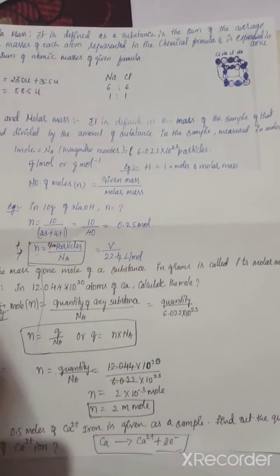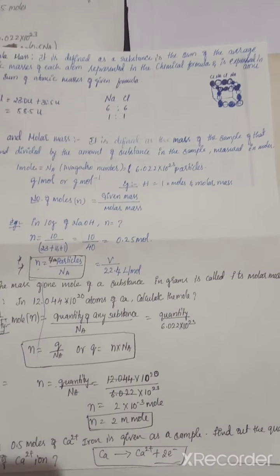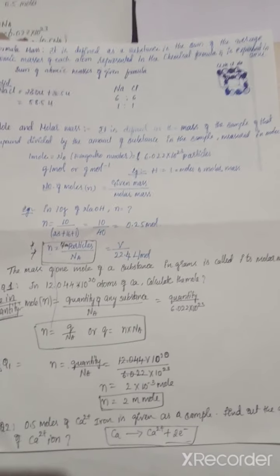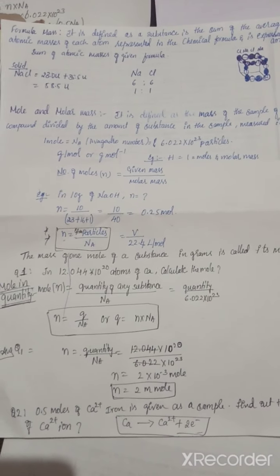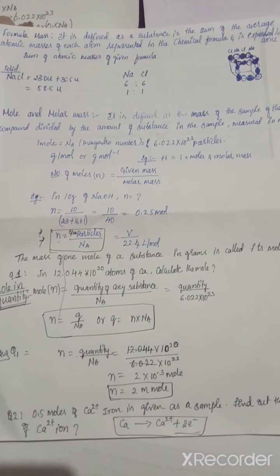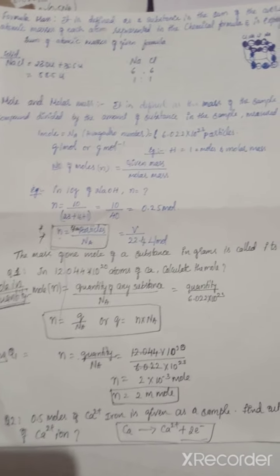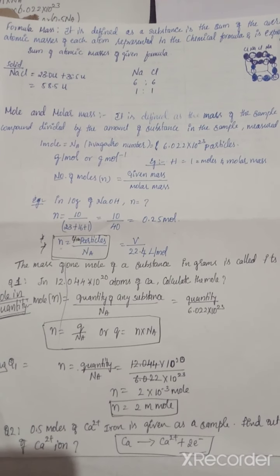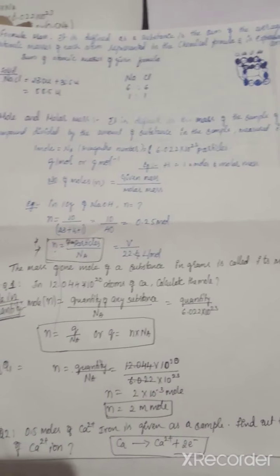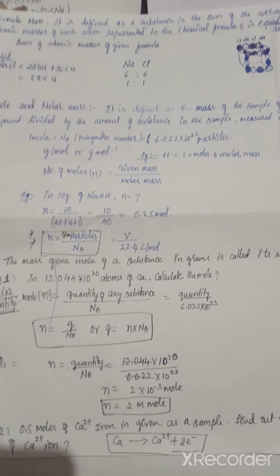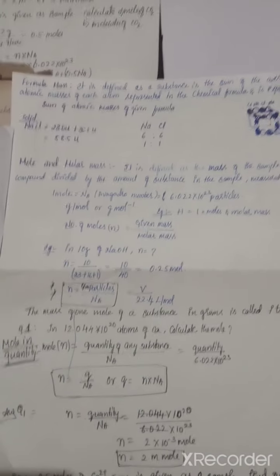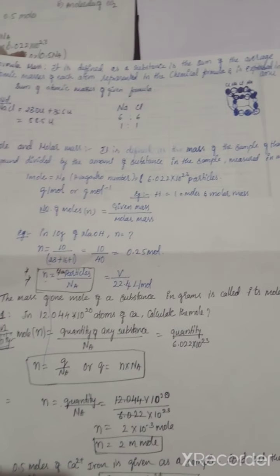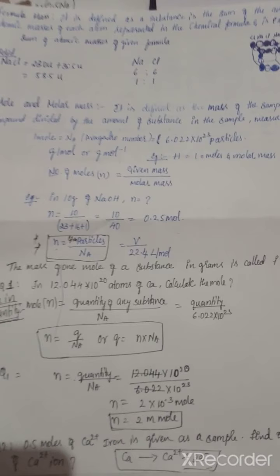Last class we discussed mole and molar mass in the mole concept. Mole concept is the unit to measure the quantity of any substance in chemistry. We discussed length, width, pressure, volume, area, etc. This all comes under the mole concept.